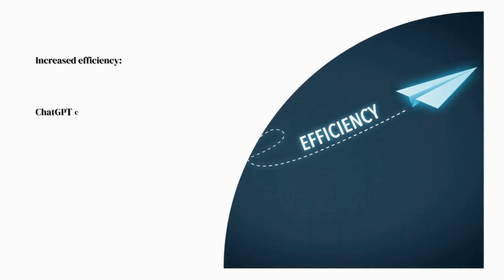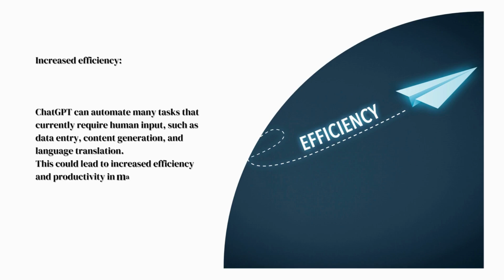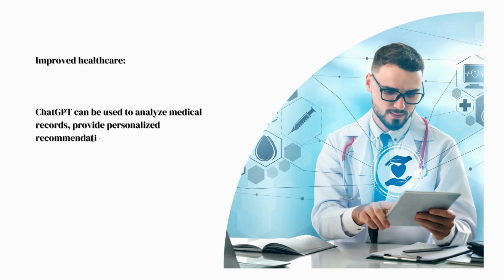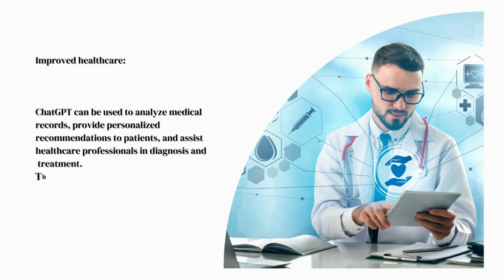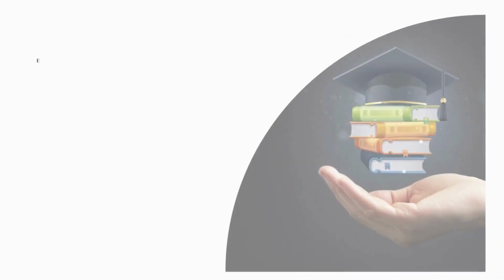Increased efficiency. ChatGPT can automate many tasks that currently require human input, such as data entry, content generation, and language translation. This could lead to increased efficiency and productivity in many industries. Improved healthcare. ChatGPT can be used to analyze medical records, provide personalized recommendations to patients, and assist healthcare professionals in diagnosis and treatment. This could lead to improved health outcomes and reduced costs in the healthcare industry.